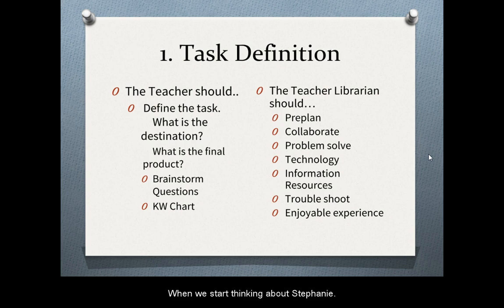So when we start thinking about task definition, the teacher, before anything ever gets started, needs to define the task. What is the destination? What are the students going to have to do? What's the final product? So they're going to want to brainstorm questions, maybe even do a KW chart. What do the students already know? What do they want to know? Just to help those students break down whatever their questions are, so they have some ideas of search strategies and some ideas for topics that they can look up, or keywords that they can expand from.